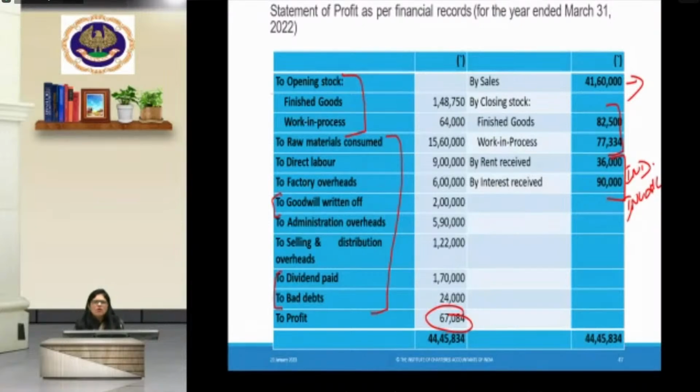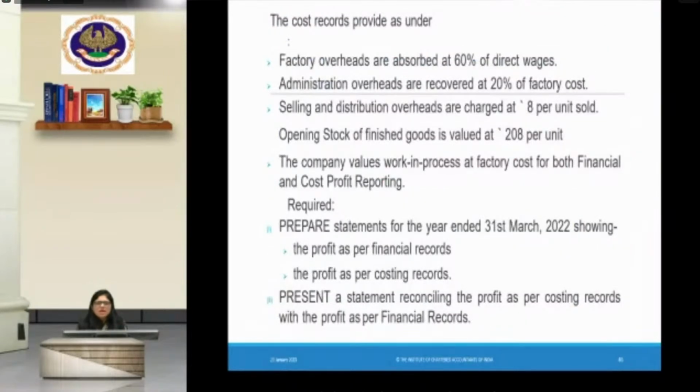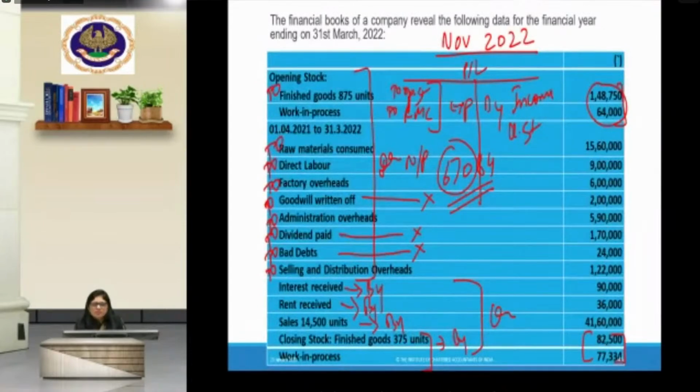So halfway, almost 30% we are done, right? 30% for financial profit, let us say 30% for cost profit and 30% for reconciliation. So we have 3 parts. Now let us make the cost sheet. Clear? Now let us make the cost sheet.